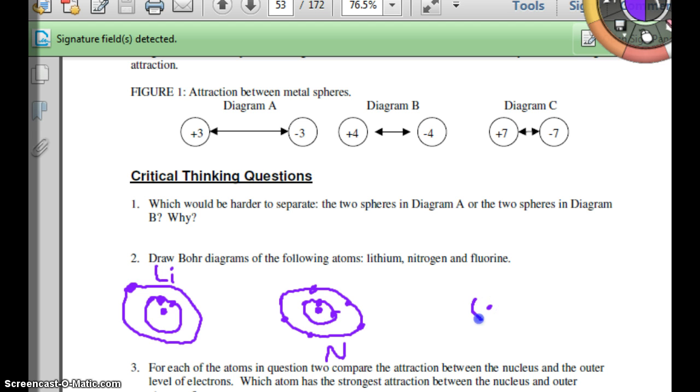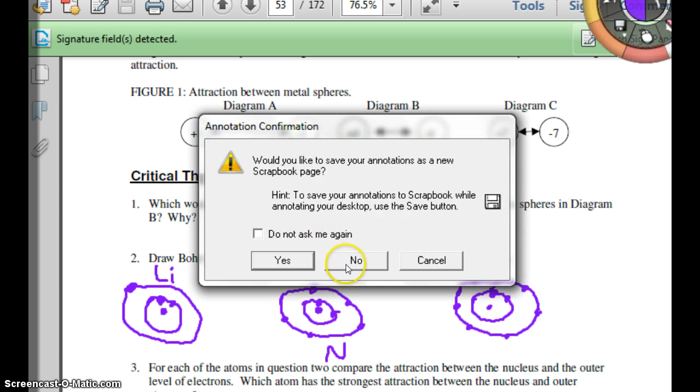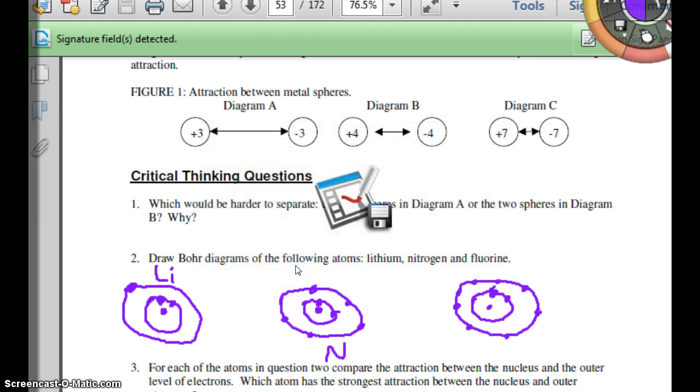Have our nucleus. You've got your first energy level with 2, your second energy level, and we will put 7. 4, 5, 6, and 7. So hopefully your drawings are a little bit better than mine, because it's kind of hard to write with this pen.